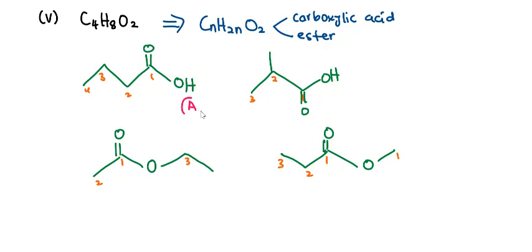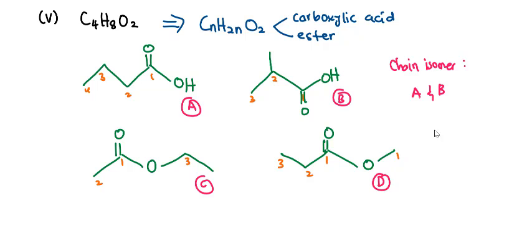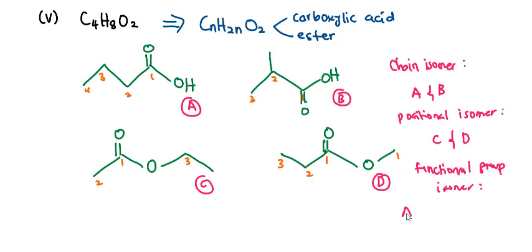And let's label our structure. Okay, so we have a chain isomer. Okay, our chain isomer is between structure A and B only. And then for the positional isomer is between structure C and D. And the functional group isomer is between A, B and C, D. So that's all for structural isomer.